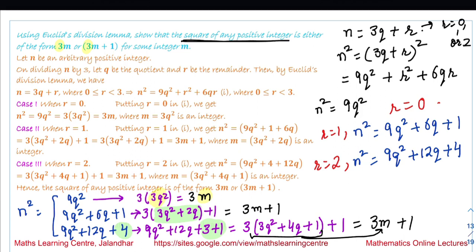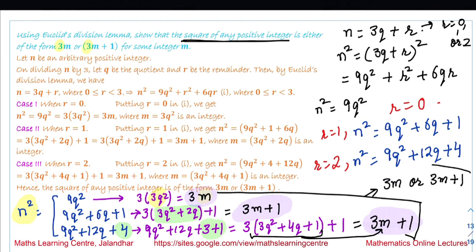So we are saying that any number n square can be written in three forms. One is 3m, one is 3m plus 1, and this is 3m plus 1. So basically what we obtain is that the square can be written in the form 3m or 3m plus 1. And this is what we have to prove, that the square of any positive integer is either of the form 3m or of the form 3m plus 1.